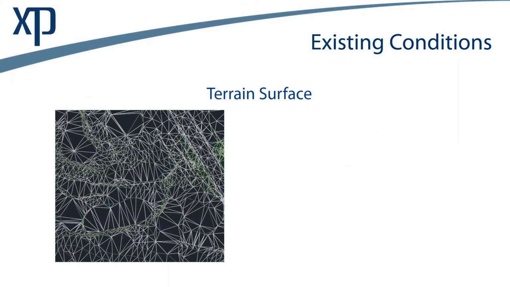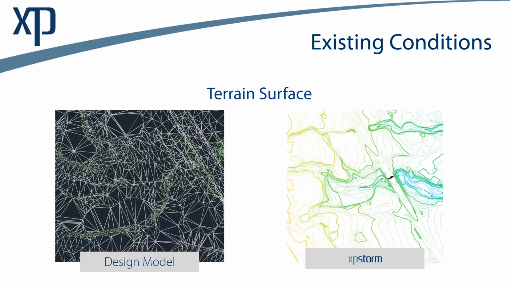The next step in an existing conditions model is primarily our terrain surface. And in this case, we've got a terrain surface in a design application. That design application could be AutoCAD Civil 3D, it could be Bentley InRoads and MicroStation, it could be Carlson, probably could be something like BricsCAD. But in this case, the work has already been done for us. So we have a terrain surface, a TIN, and we want to get that into xpstorm.